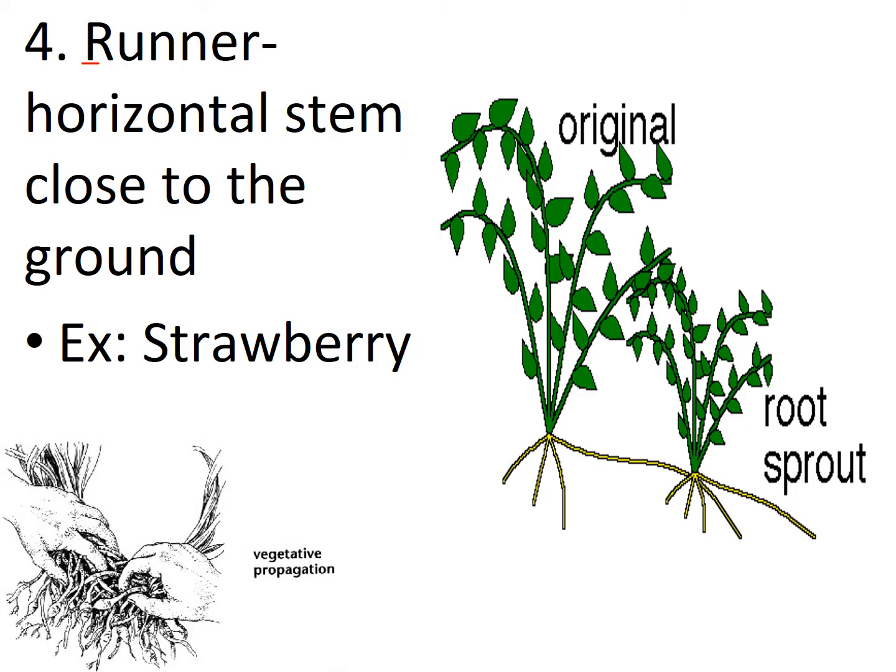Then we have runner. A runner is a horizontal stem that grows close to the ground and it connects. This is like strawberries. Strawberries connect. It's like they keep on connecting and growing and growing. That's how they keep on going, becoming big and long.